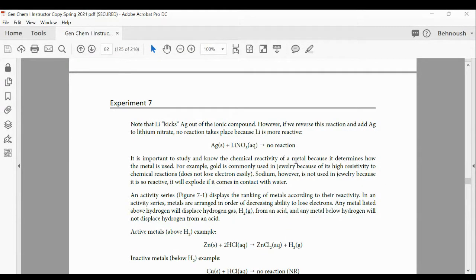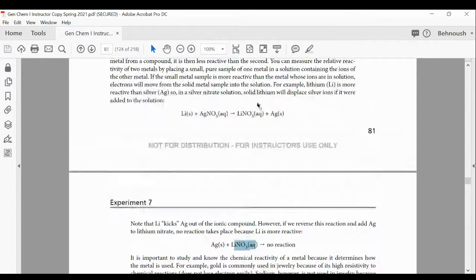So we have the example. So these are some examples. You already saw some examples of the single displacement reaction, where you have a metal that would replace another metal from its compound in a chemical reaction, and then you would get a new compound plus the metal comes out of the solution.